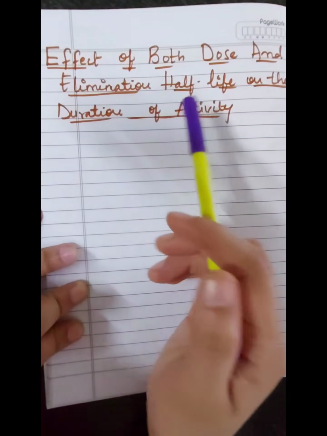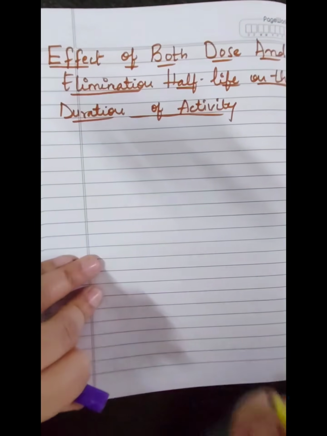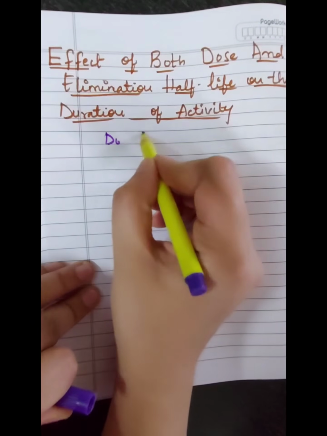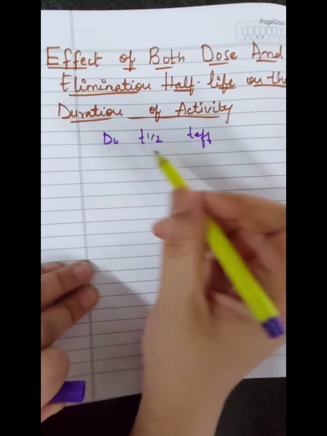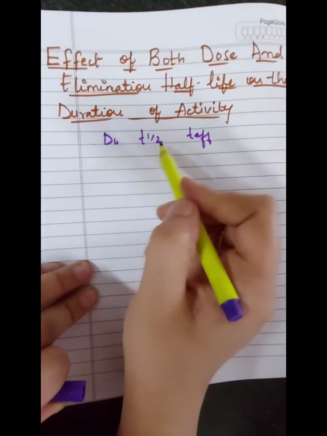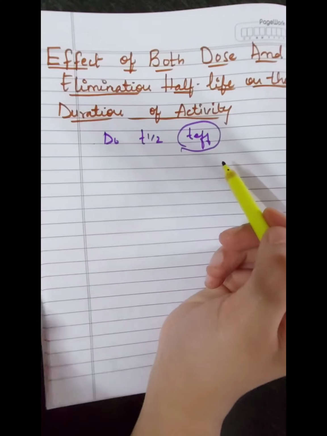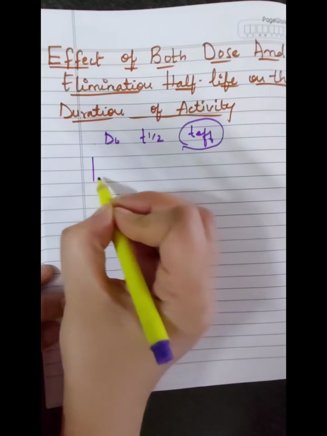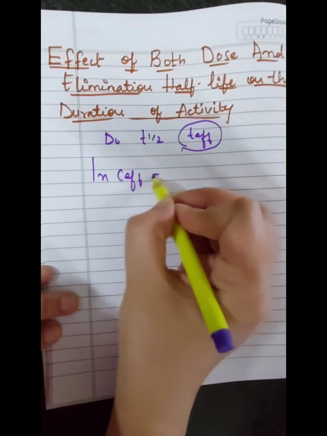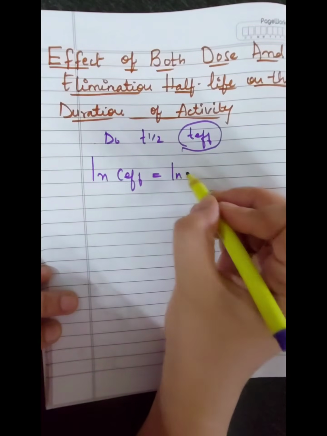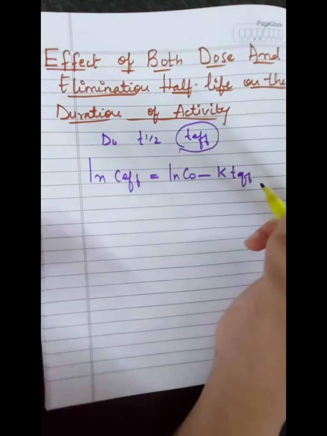Alright, so in this video we'll be discussing the effect of both dose and elimination half-life on the duration of activity. What happens to the duration of activity of a drug when we increase or decrease these two things? This expression is mainly derived as: natural log of C effective equals natural log of C naught minus K T effective.